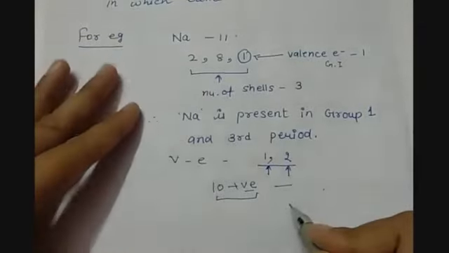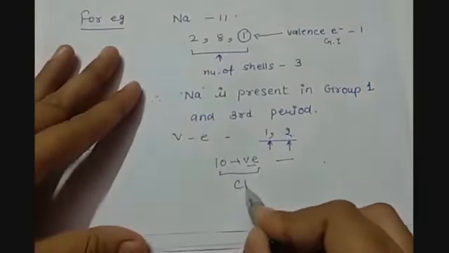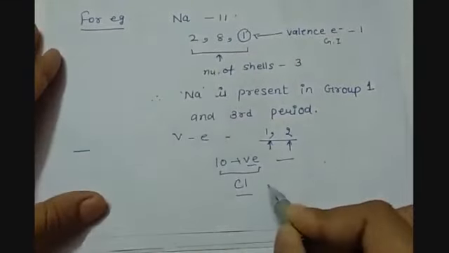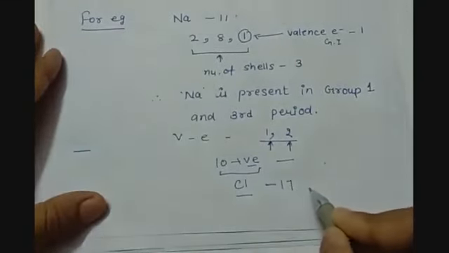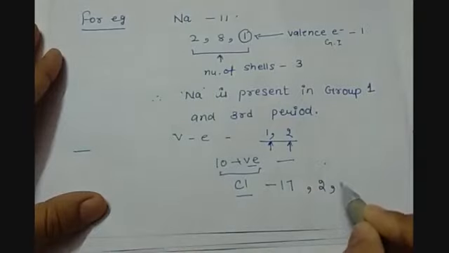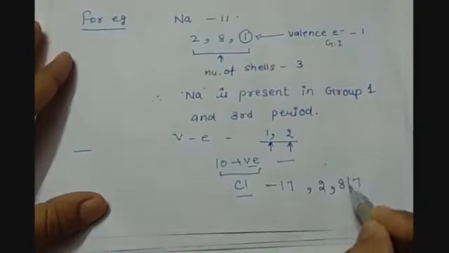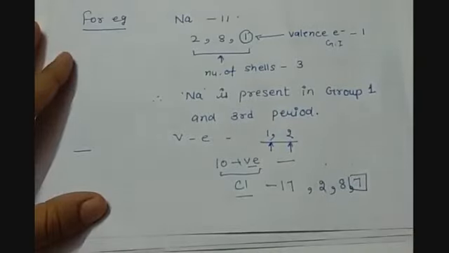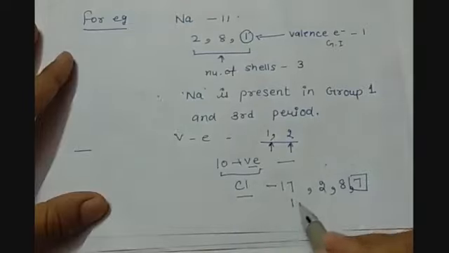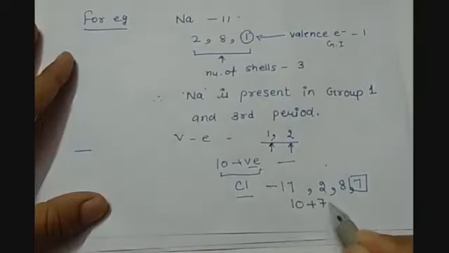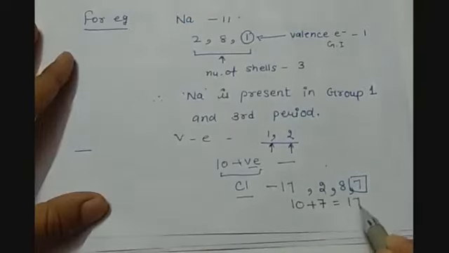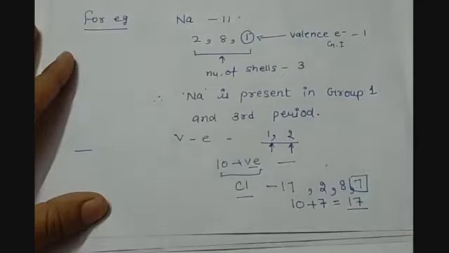For example, suppose we have chlorine. Chlorine has atomic number 17, so its electronic configuration is 2, 8 and 7. So what we have to do? We have to see the electrons in the last shell. These are 7 in number, so we have to add 10 to it. And this will give us the value 17. That means chlorine is present in the 17th group of the periodic table.